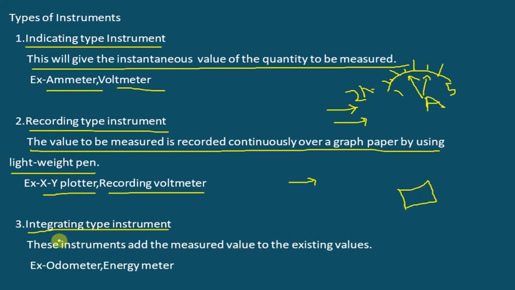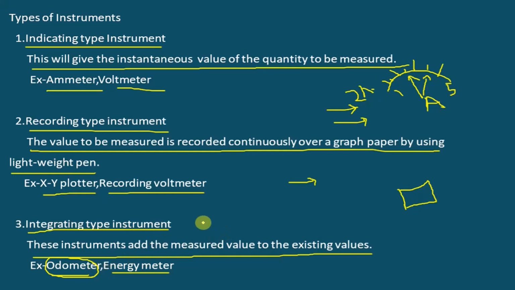The third kind of instrument is the integrating type of instrument. These instruments add the measured value to the existing value. The examples are the odometer and energy meter. What is an odometer? You know this. An odometer is used in motorcycles.